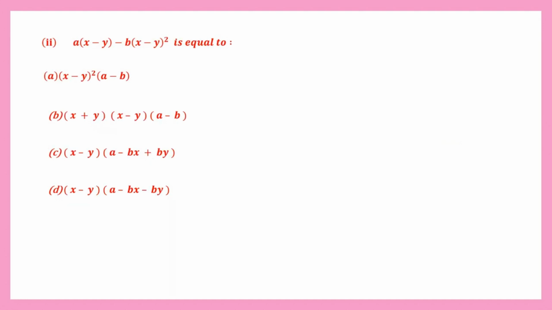Question 2. Now here we have a into x minus y minus b into x minus y the whole square. What is that equal to? So let's write that down. a into x minus y minus b into x minus y the whole square.